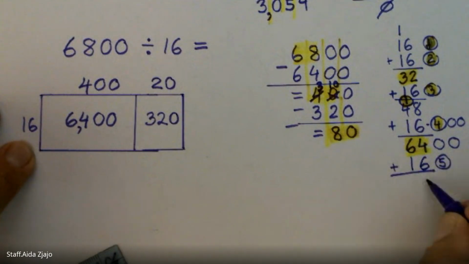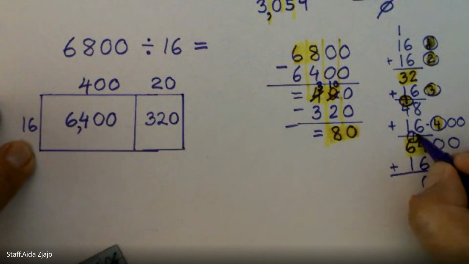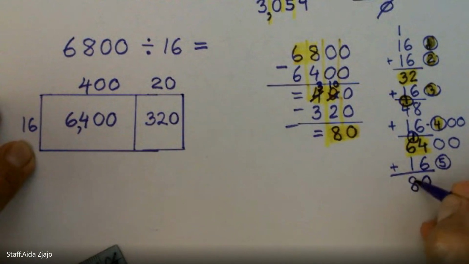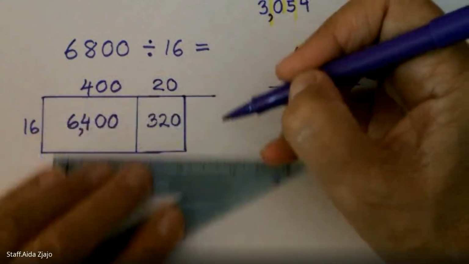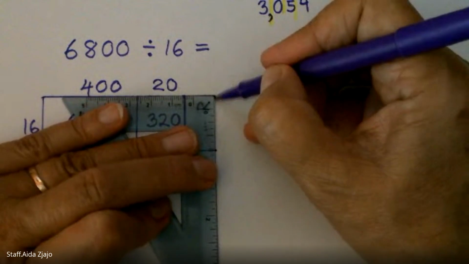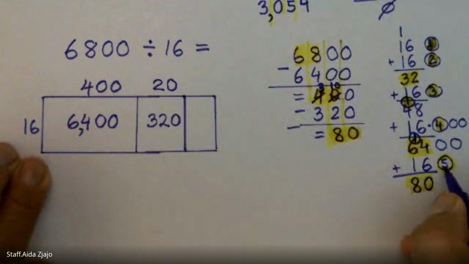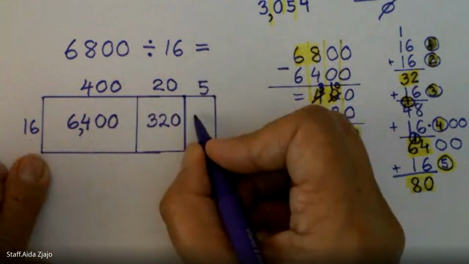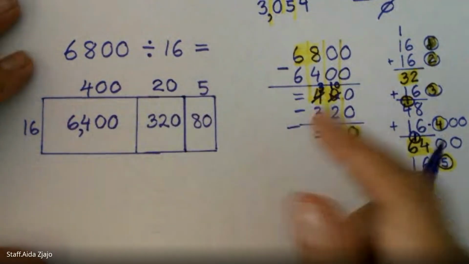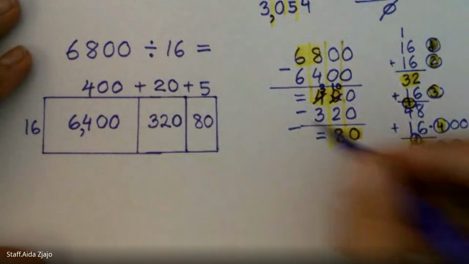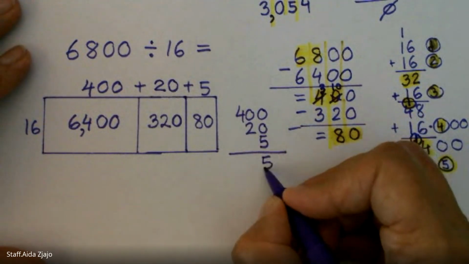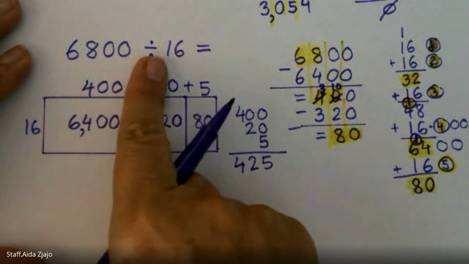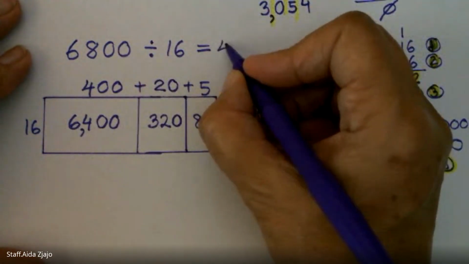And then 6 plus 4 is 10. Remember 1. And now 1 plus 6, 7 plus 1 is 8. So I've got my answer. There are 5 16s in 80. So I can extend my area, and my last digit is 5, because 5 times 16 is 80. And this is my answer: 400 plus 20 plus 5. How much is 6,800 divided into 16 groups? It's 425.